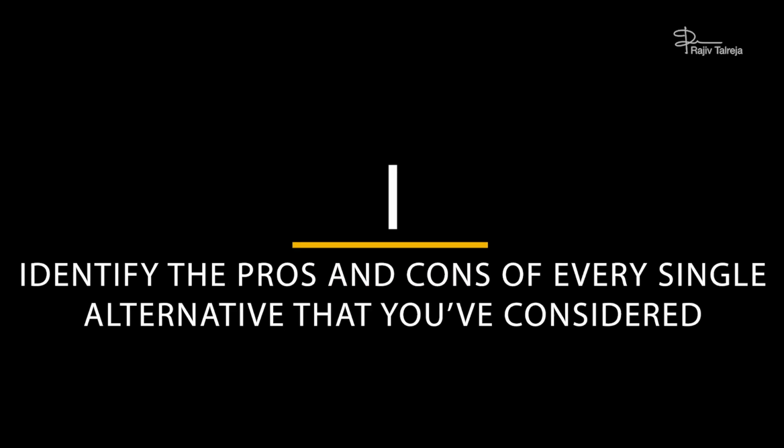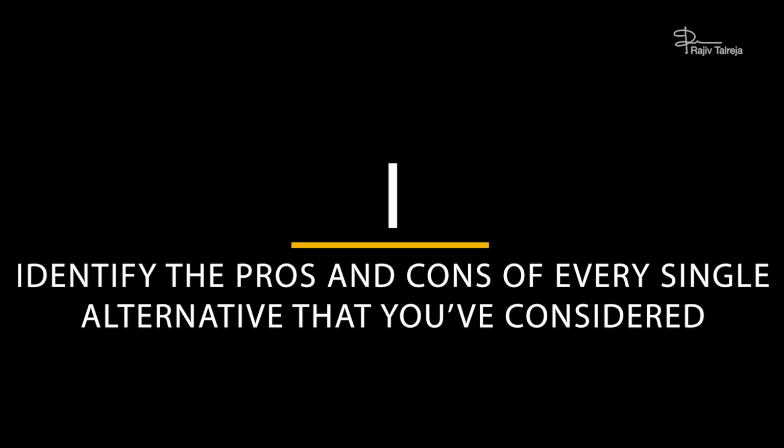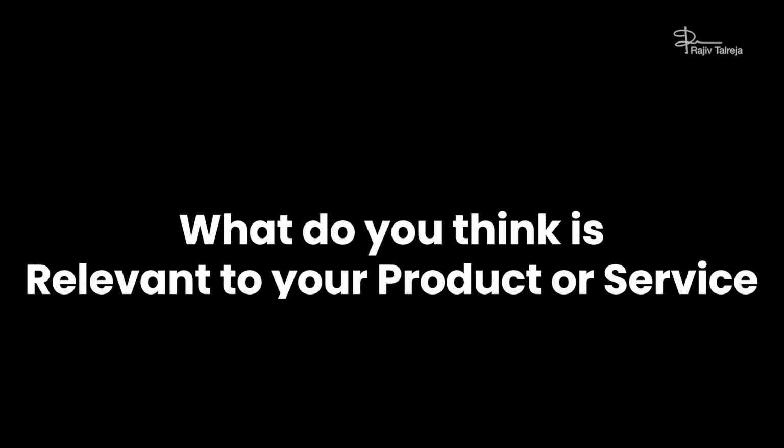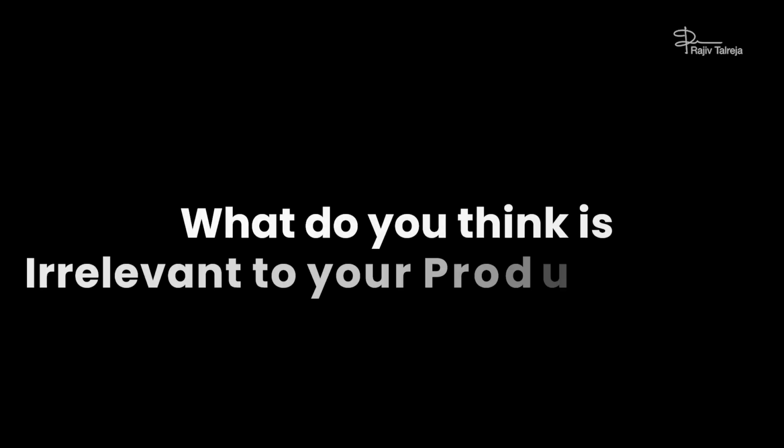And the fourth step is to identify the pros and cons of every single alternative that you've considered. This is where you put pen to paper and you write down what are the pros of each alternative, what are the cons of each alternative, what do you have the skills and knowledge for, what you don't have the skills and knowledge for, what do you think is more doable and achievable, what do you feel is not doable and achievable, what do you think is relevant to your product or service, what do you think is irrelevant to your product or service. So you list out pros and cons of each alternative.